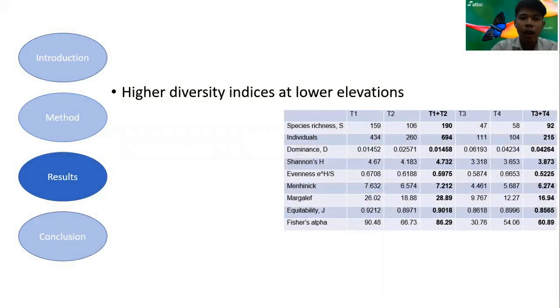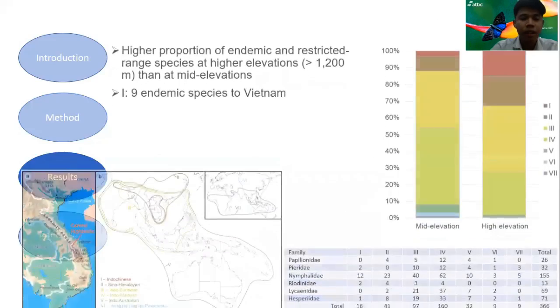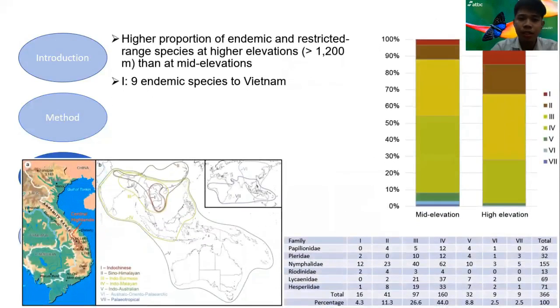Transects 1 and 2 are lower areas, and transects 3 and 4 are high elevation forests. You can see both numbers here. We found higher diversity indices at lower elevation. However, we looked at the composition of species that we found.